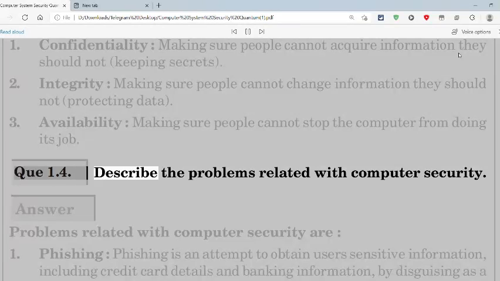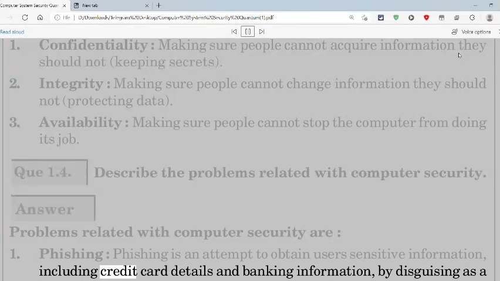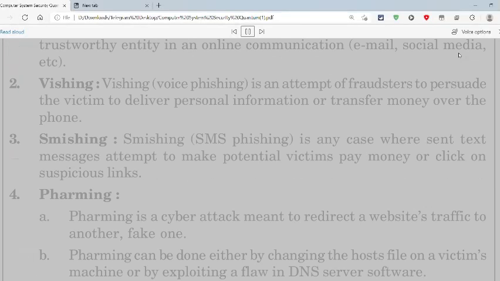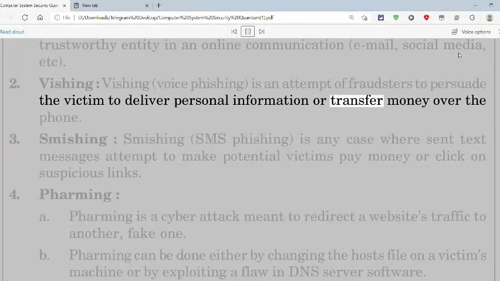K1.4. Describe the problems related with computer security. Answer. Problems related with computer security are 1. Phishing. Phishing is an attempt to obtain user-sensitive information, including credit card details and banking information, by disguising as a trustworthy entity in an online communication, email, social media, etc. 2. Vishing. Vishing, voice phishing, is an attempt of fraudsters to persuade the victim to deliver personal information or transfer money over the phone.